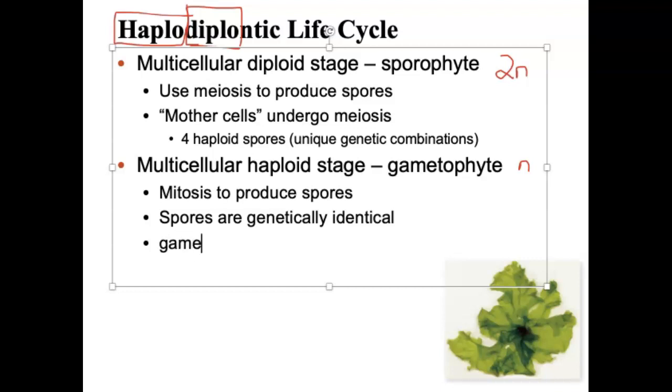The gametes, though, can fuse together and form a diploid zygote. So you can take two of these gametes, bring them together, now they're diploid, they're 2N, and they're a zygote, which can then develop into the multicellular diploid stage.